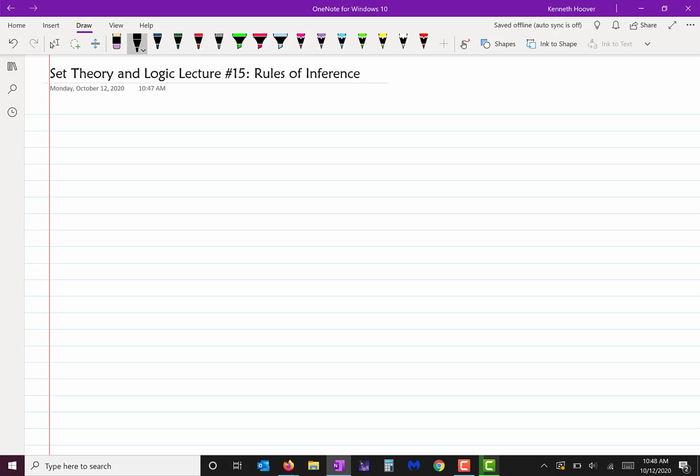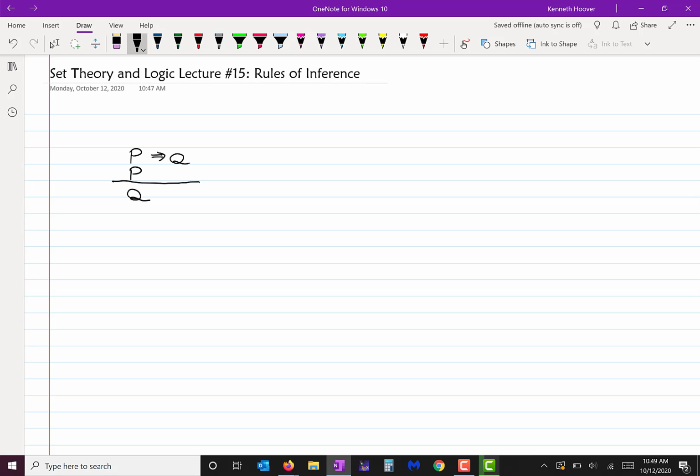is where you are given P implies Q, and you are also given P. What can we conclude from that, do you think? If P implies Q and we're given P, then what can we infer? We can infer Q, right?